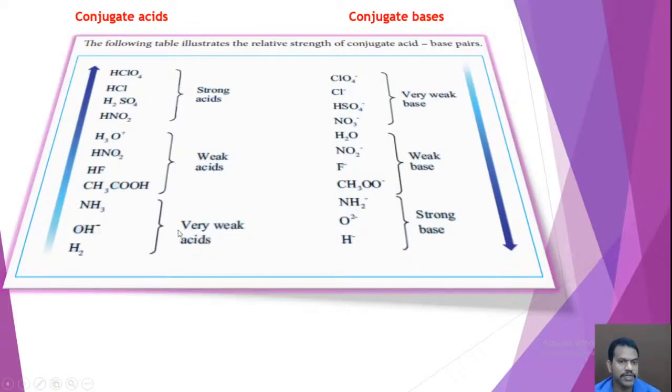Then OH minus is usually a base but a very weak acid, as it does not provide H plus ions. That's why it is called a very weak acid. Then the H2 molecule: molecule formation does not release H plus ions, that's why it is a very weak acid. Then on the right side we see the perchlorate ion ClO4 minus, Cl minus, HSO4 minus, NO3 minus. These are all very weak bases. Then water and NO2 minus, F minus, then CH3COO minus, the acetate ion. These are all weak bases. Then NH2 minus, O2 minus, H minus are strong bases, ready to donate the lone pair of electrons. That is called a strong base. Weak base means there is less tendency to donate the lone pair of electrons. Okay, thank you.